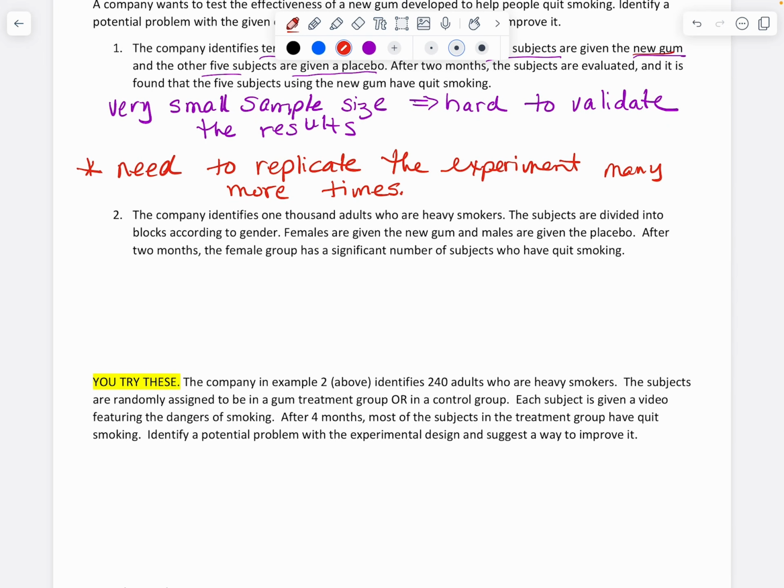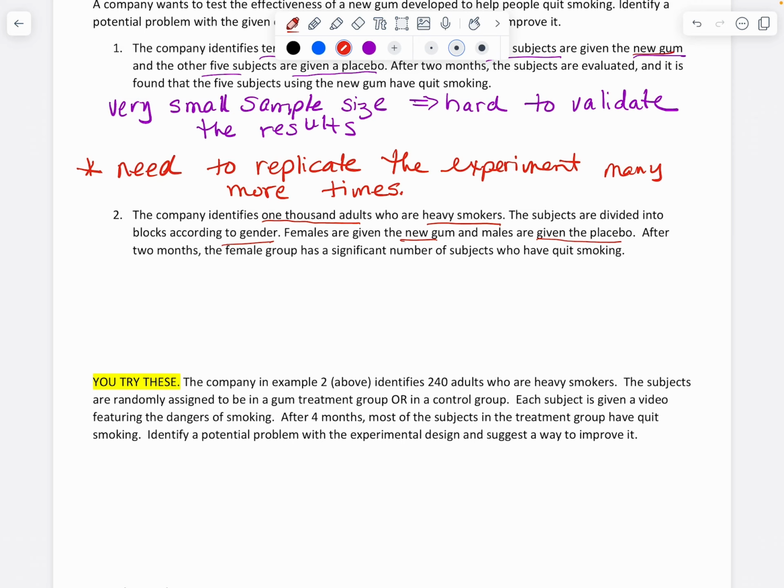Right? Number 2, the company identifies 1,000 adults, so that's better. We have a little bit more adults who are heavy smokers. Subjects are divided in blocks according to their gender. Females are given the new gum, males are given the placebo. After 2 months, the female group has a significant number of subjects who have quit smoking.